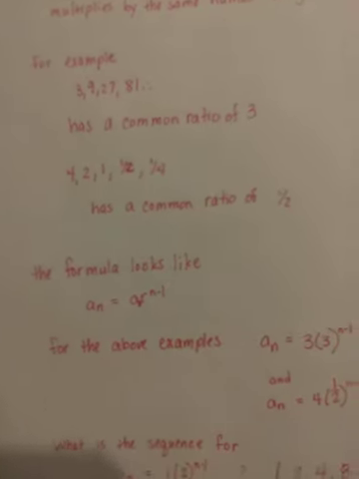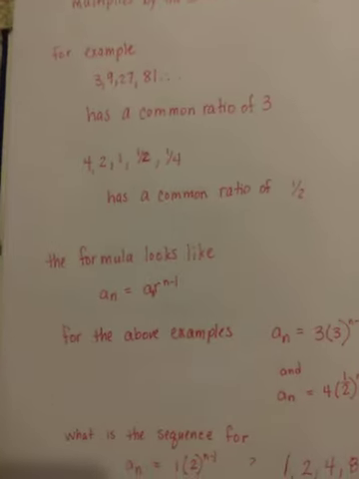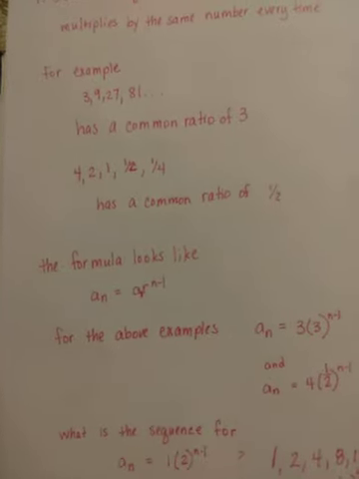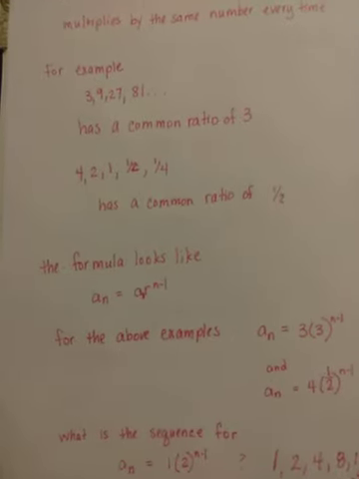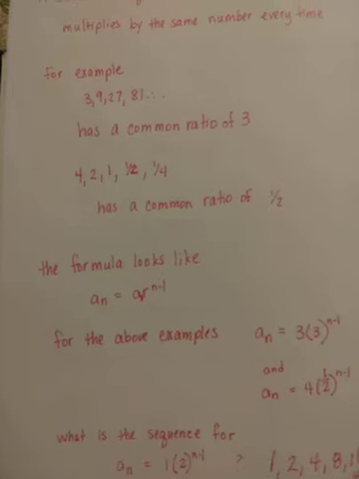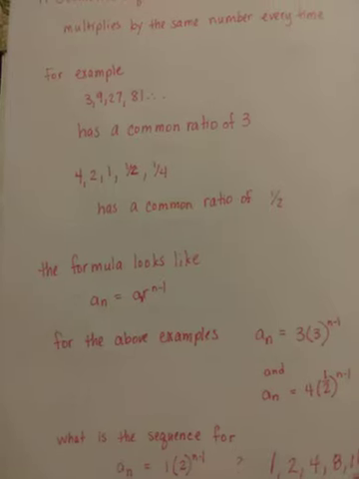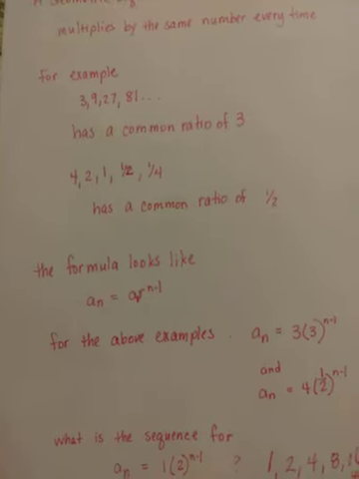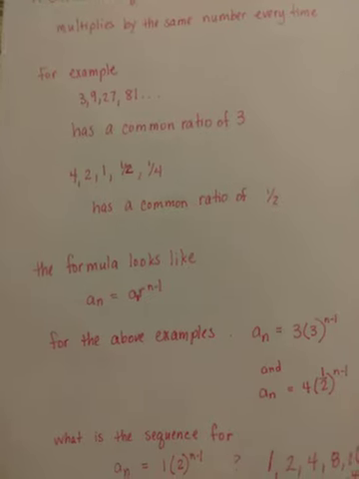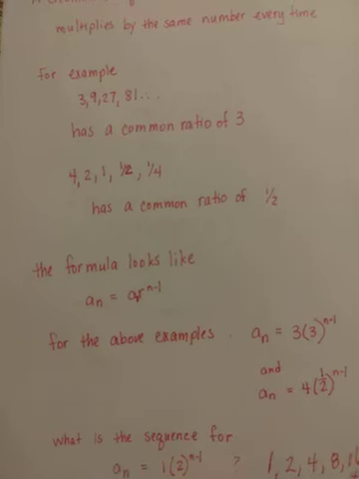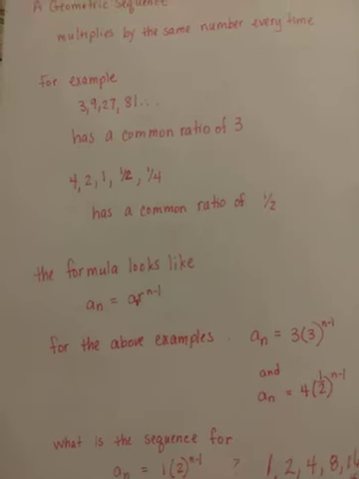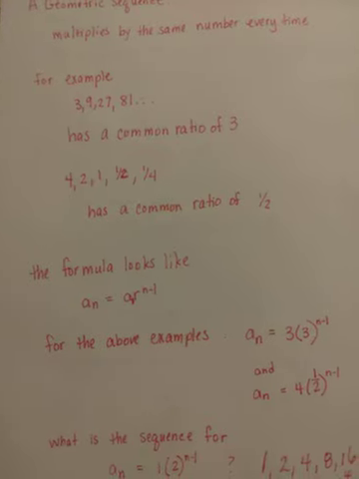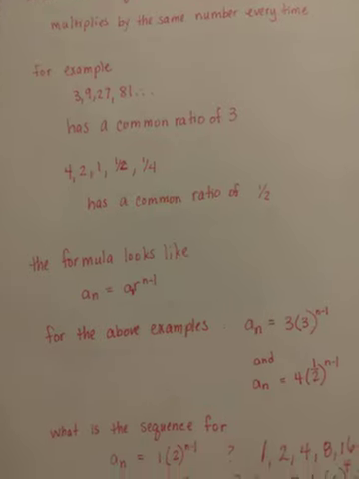The first example here says 3, 9, 27, 81. And that sequence has a common ratio of 3 because each number is multiplied by 3 to get the next number. The second example there says 4, 2, 1, 1/2, 1/4. In that case, the numbers are going down. We have a common ratio that's 1/2. So when the common ratio is less than 1, or between 0 and 1, that makes the numbers go down.